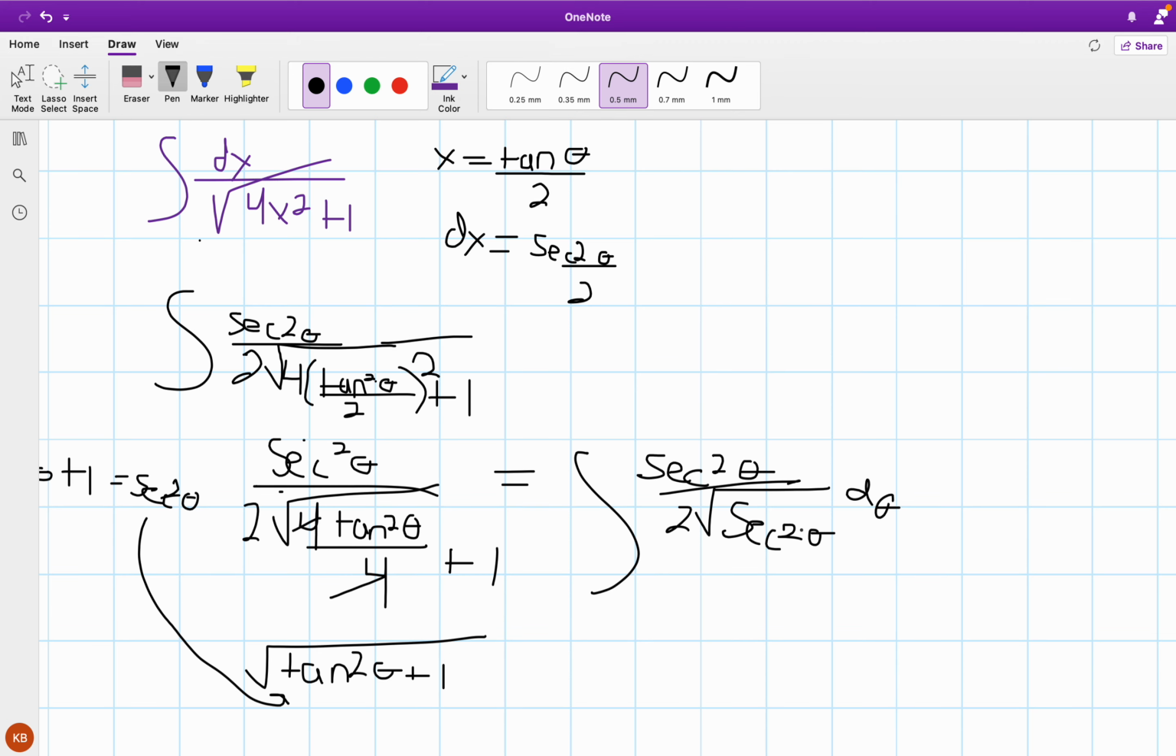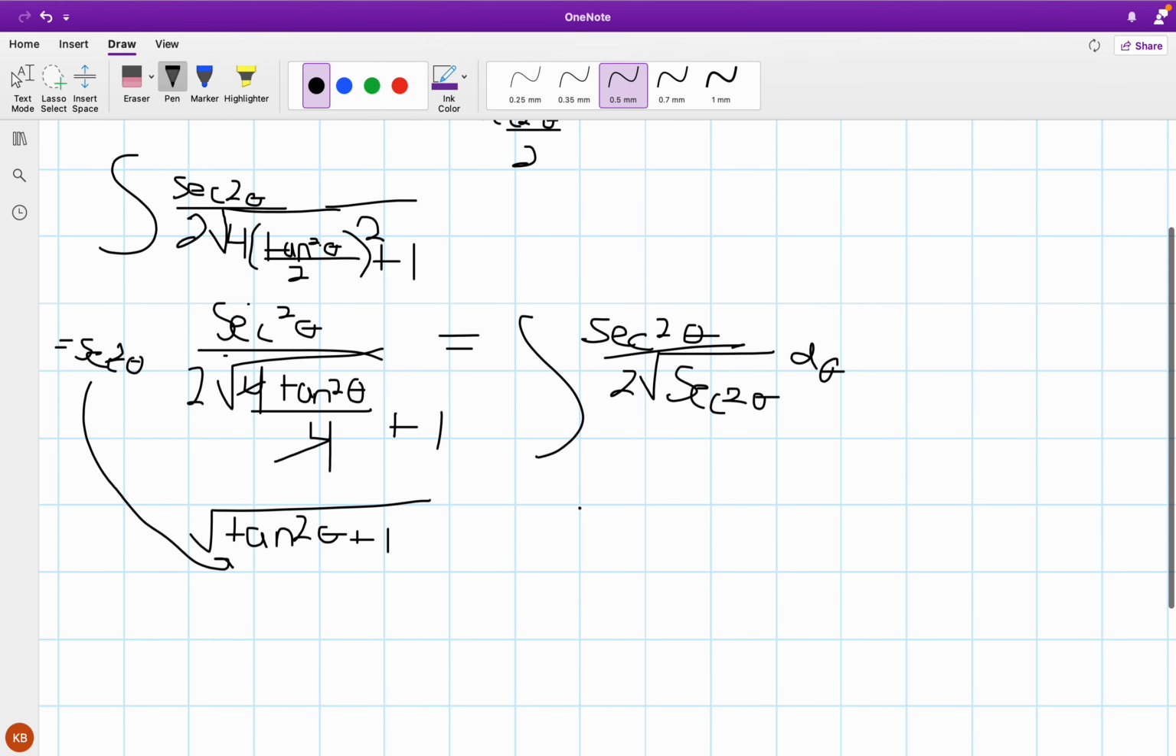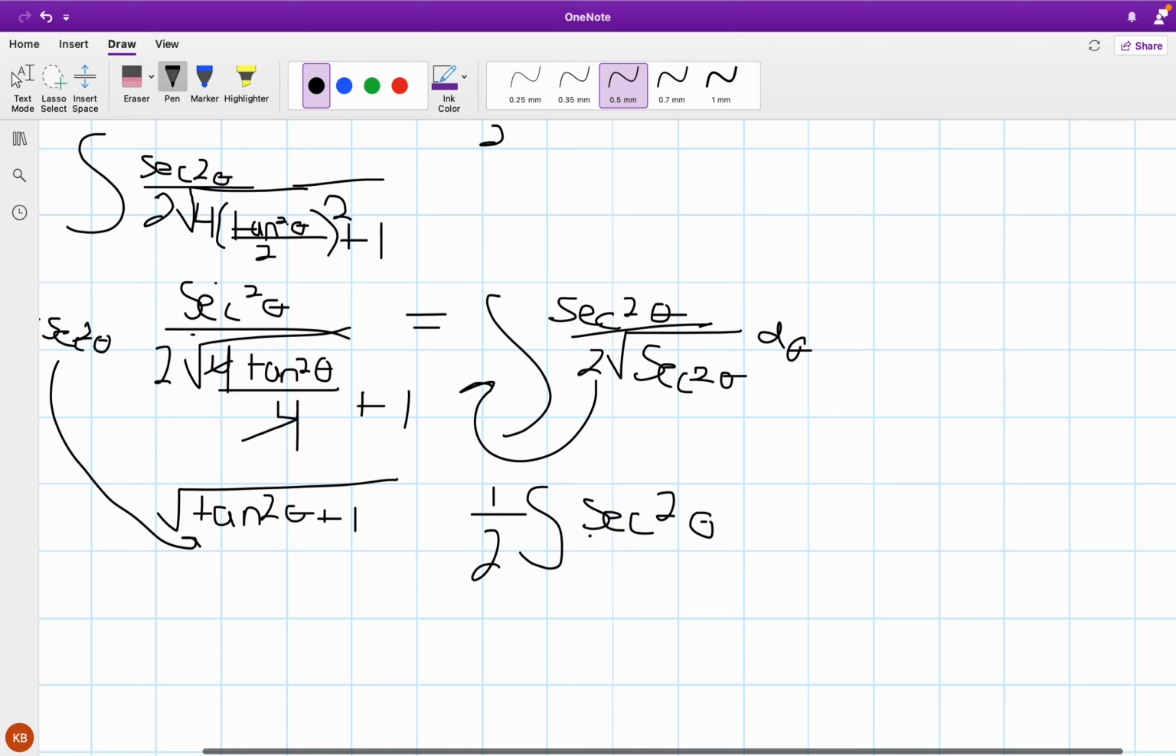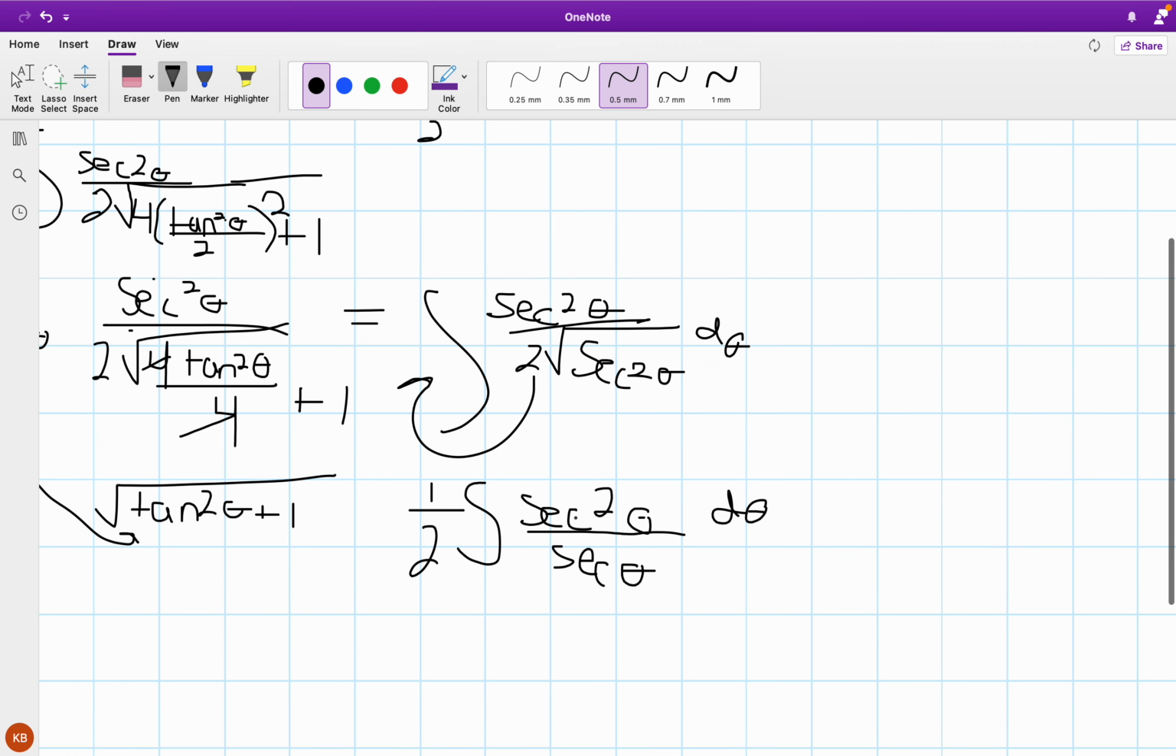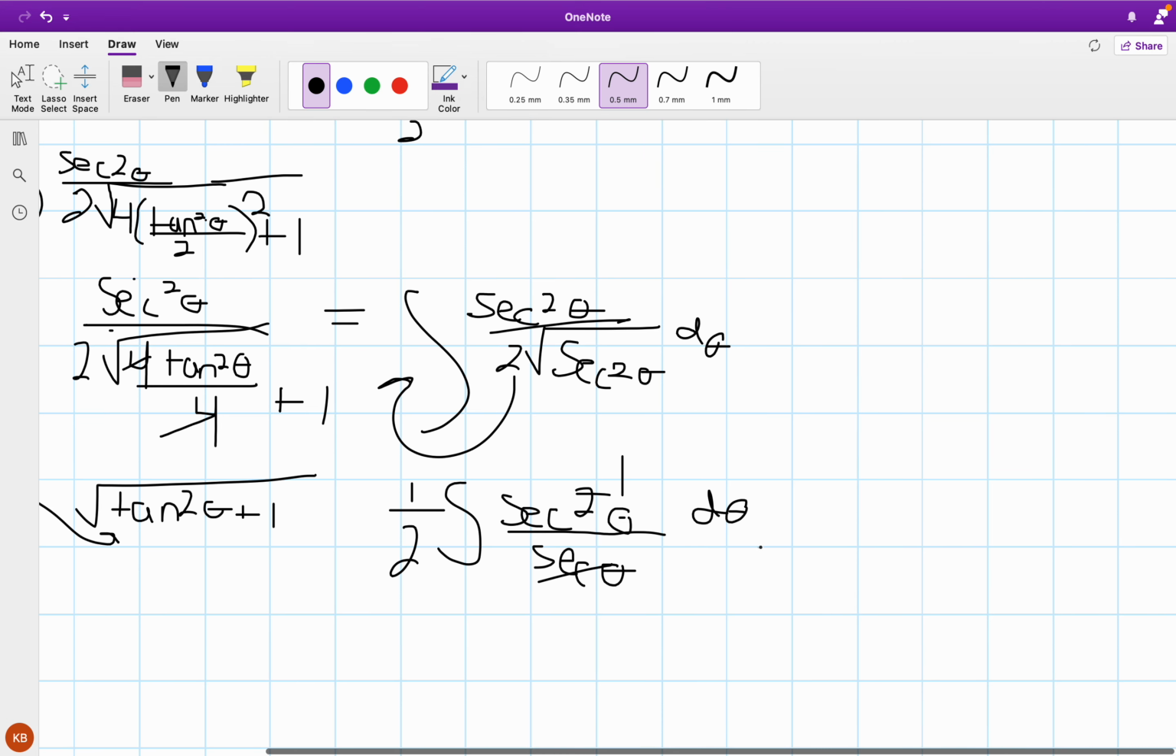Since there's only one value in here, we can just square root the problem. So it will be secant squared theta. We're going to take this 1/2 actually out of the integral because it's going to stay a constant. We can put it in when we're done. And the square root of secant squared theta is just secant theta. And secant squared over just secant cancels this out and makes this 1. So it's going to equal 1/2 the integral of secant theta.